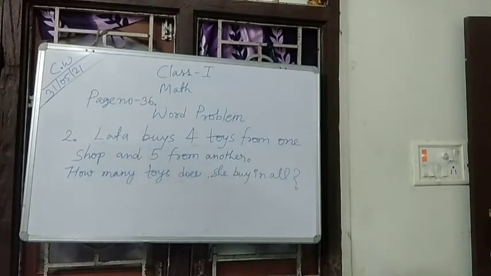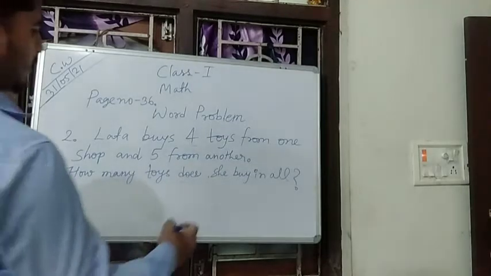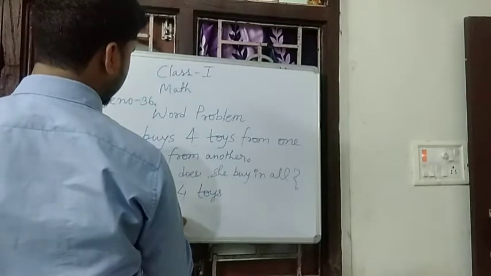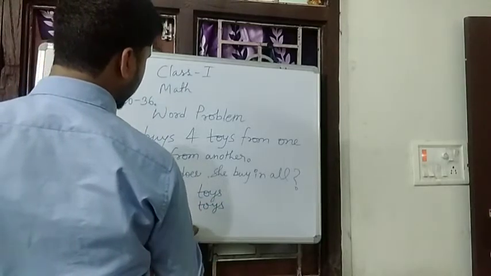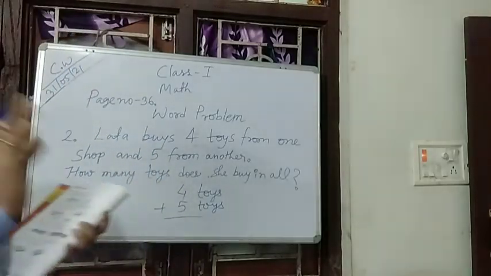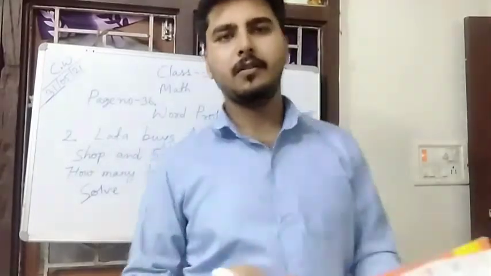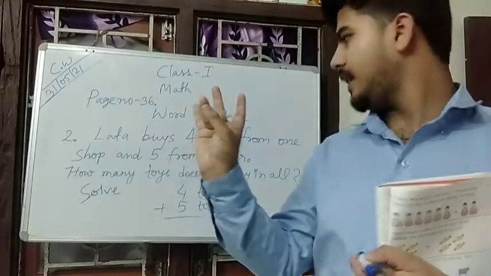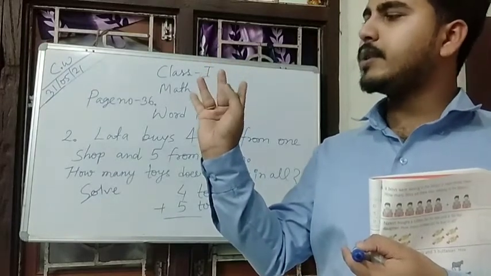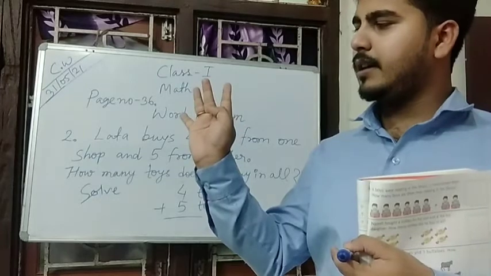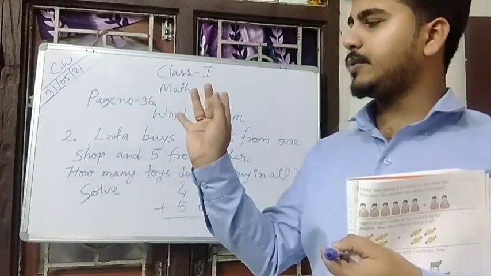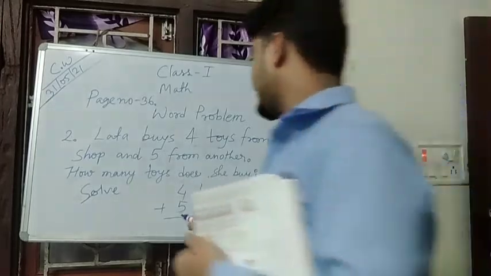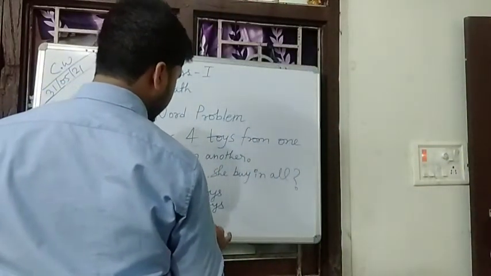First of all, Lata buys 4 toys from one shop, plus 5 toys. We will count by finger. 4. 1, 2, 3, 4 and then 5. 1, 2, 3, 4, 5, and then we will count 1, 2, 3, 4, 5, 6, 7, 8, 9. 9. Okay? We will write 9.